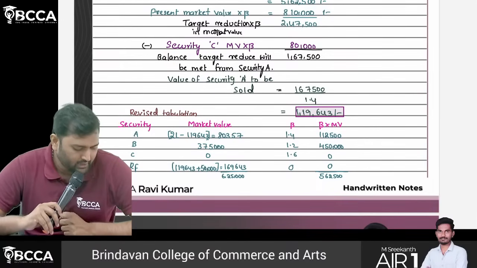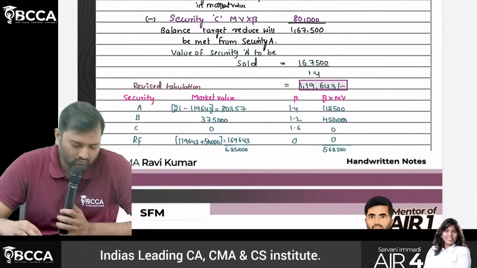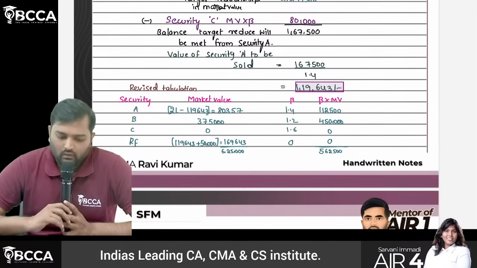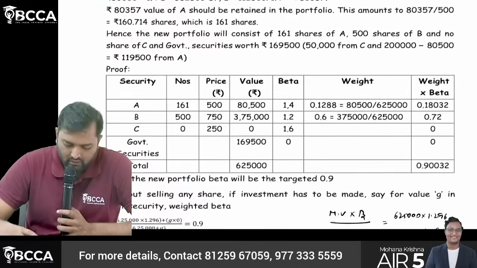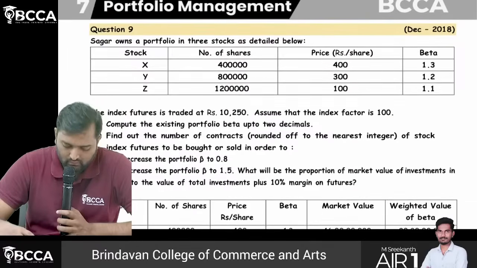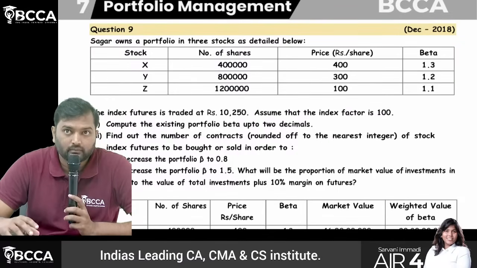CMA students, is it clear? So this is a good question. And see question number 9. In question number 9, there is one special point, only one special point. Otherwise, this is a normal question.